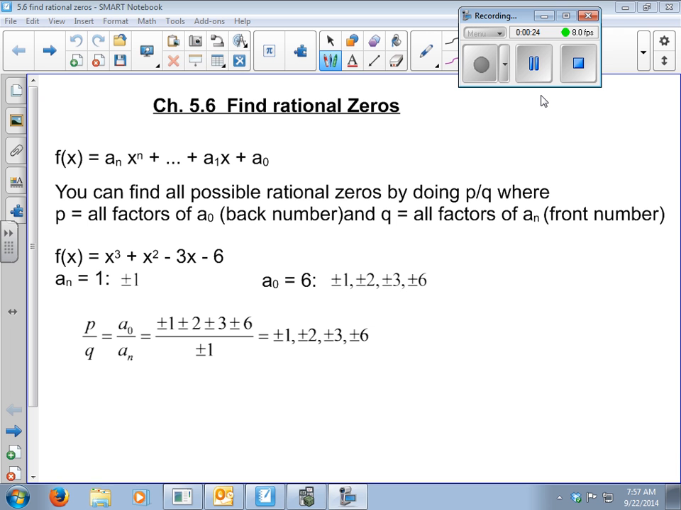Well, from here on out, they're not going to give you solutions. You're going to have to find them yourself. Well, we have a process to do that, and this process is called finding P over Q.